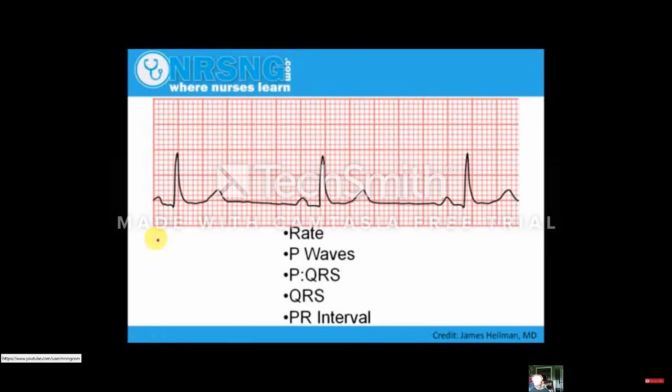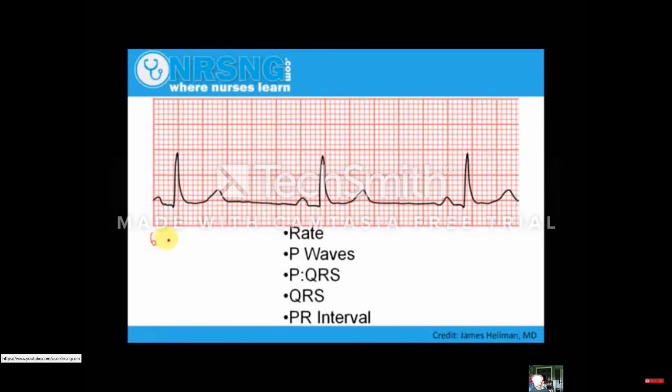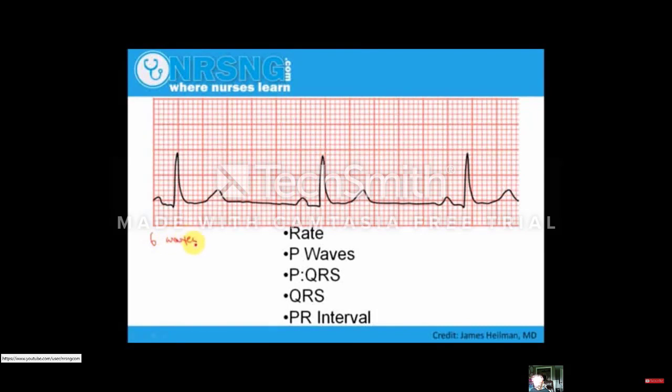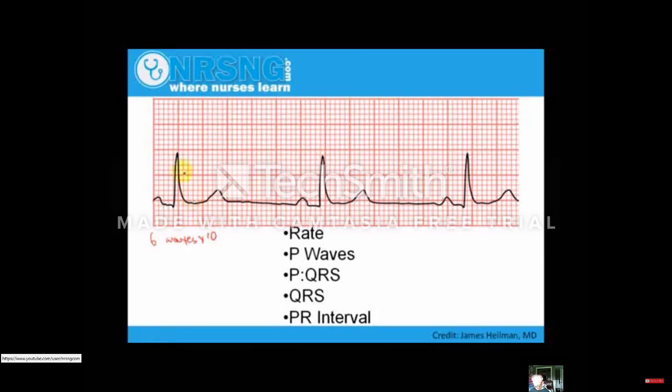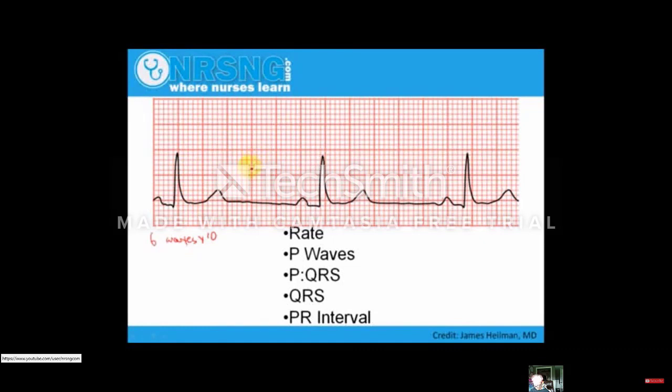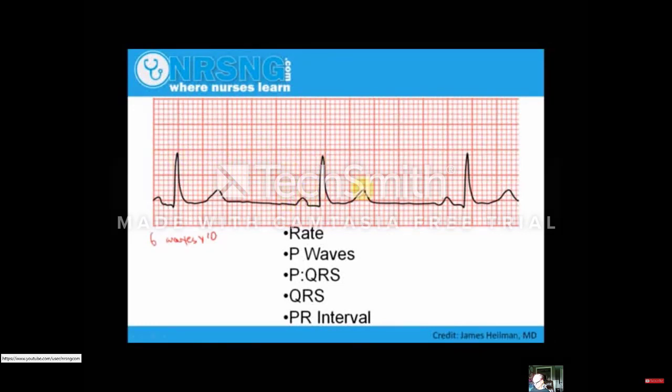Or, to be more precise, you count the number of large boxes between your R waves or your P waves, and you divide 300 by that. Okay, so we'll use that method. So let's count our number of R's.